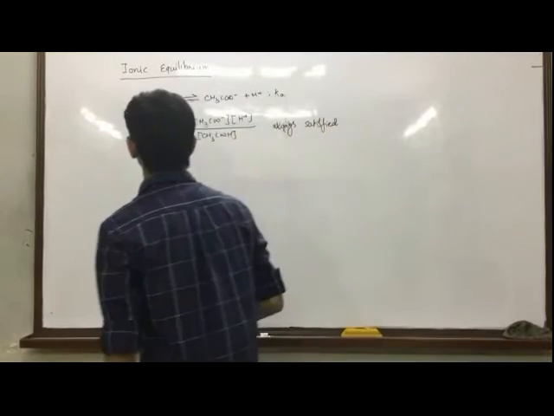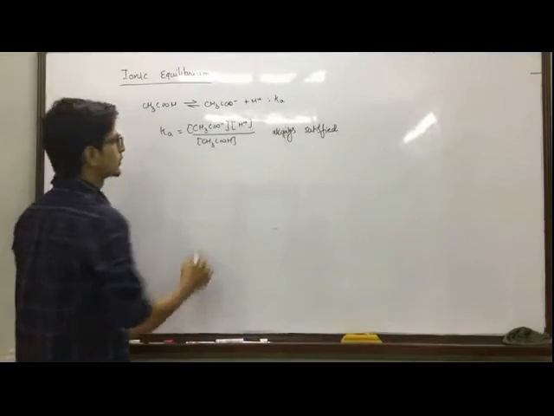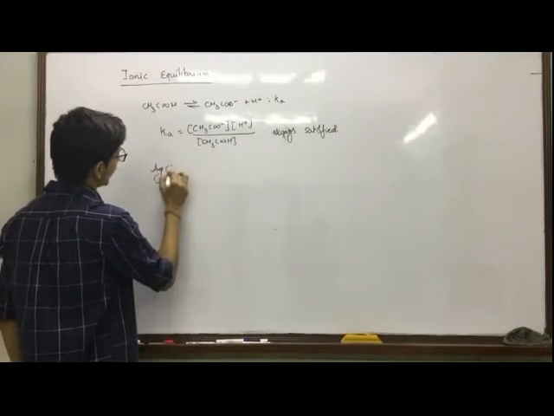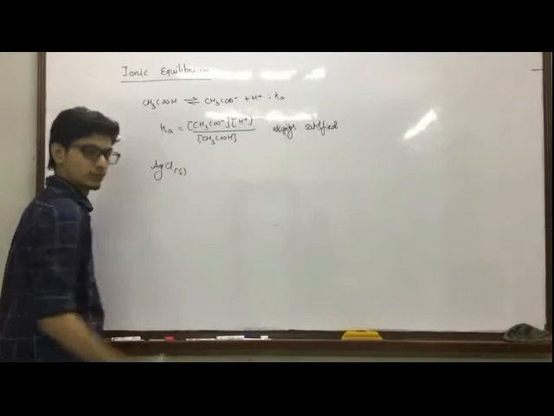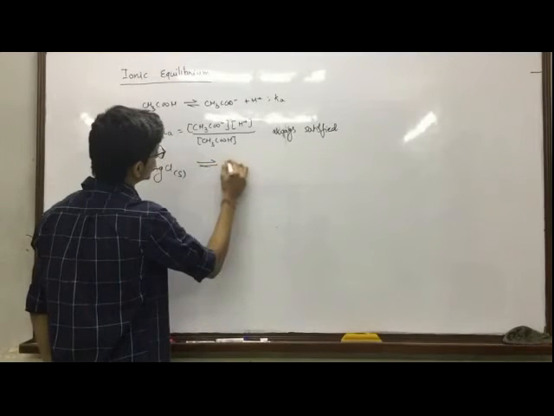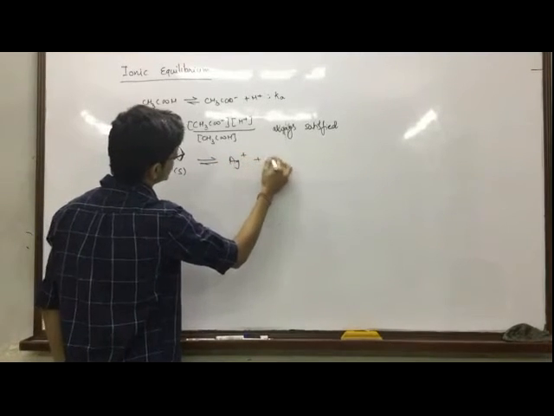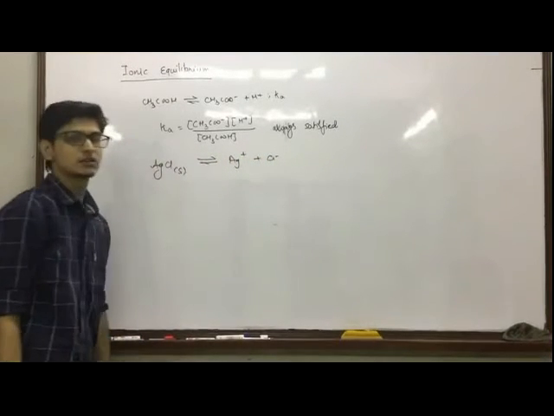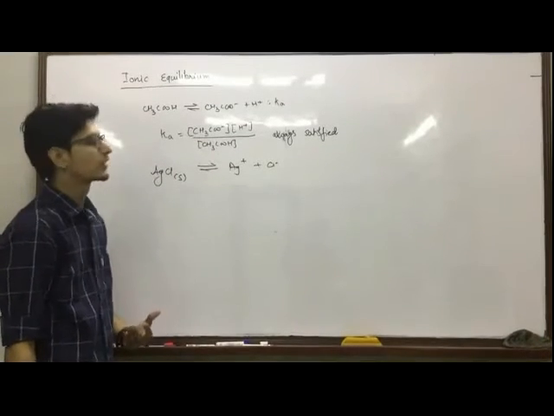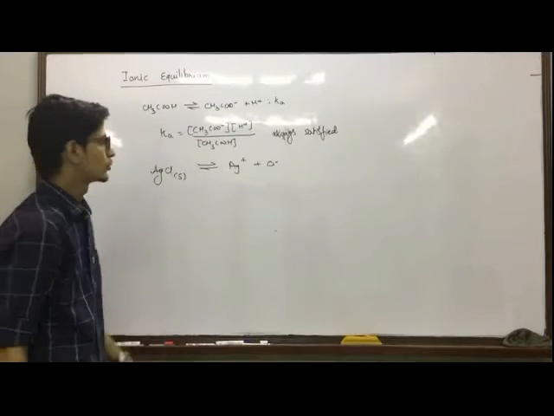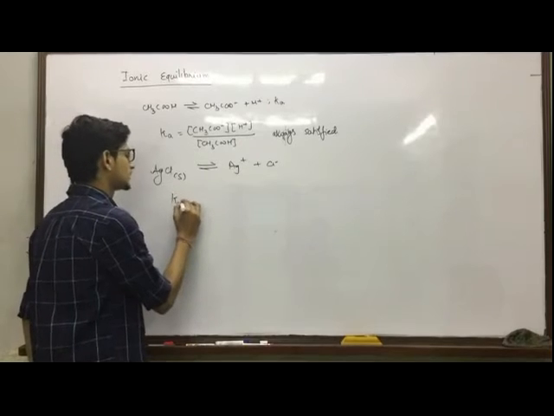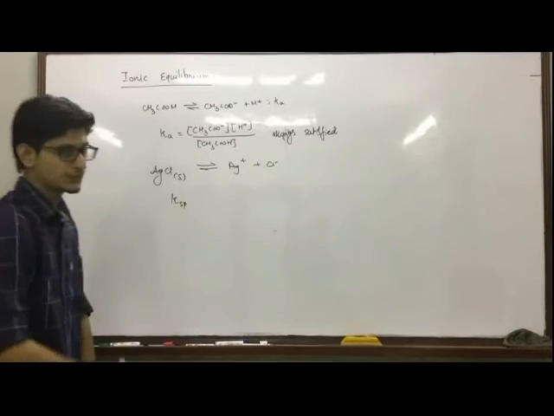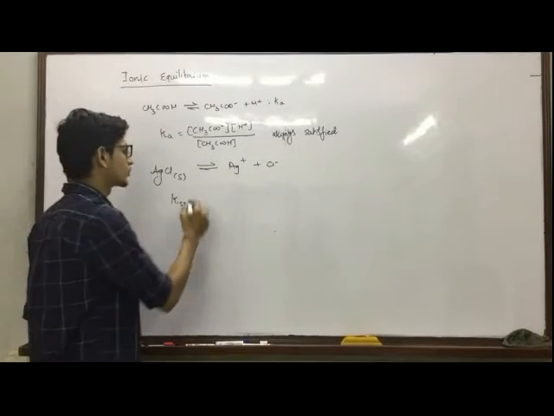But for the case of sparingly soluble solids like AgCl, what is going to happen? This AgCl is a solid and it is going to dissociate into Ag plus ion and Cl negative ion. So when we are asked to write the equilibrium relation for this, its equilibrium constant is Ksp. What is Ksp? We are going to study that in the later portion of this chapter.